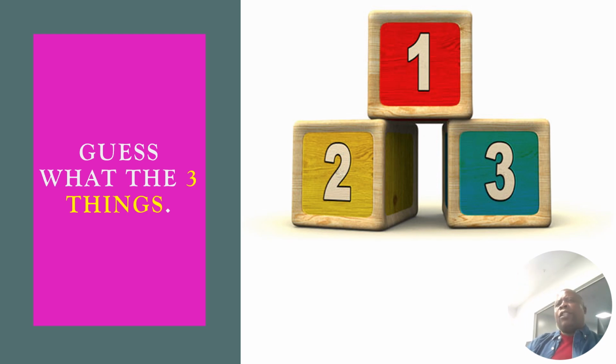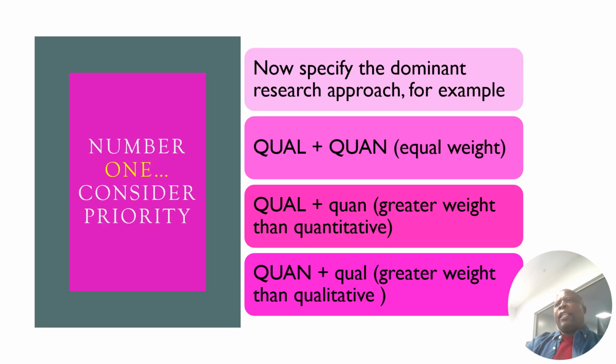So in this video, I am going to introduce 3 considers. I will call them 3 considers, or the three things, and you can guess what those 3 things are. The first one is the priority. You need to make sure that you specify the dominant approach, or which approach carries the dominant weight in your study.